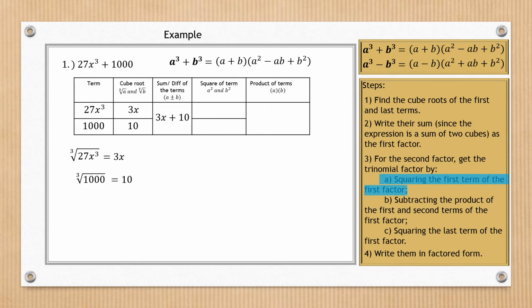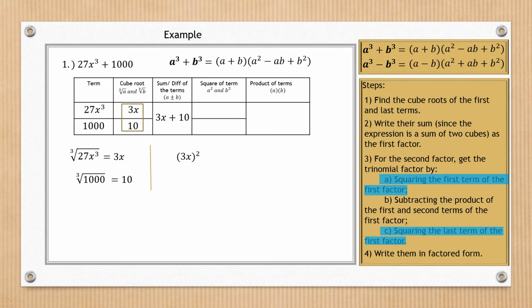So third step, class, we first identify letter A: squaring the first term of the first factor and squaring the last term of the first factor. What are they? Like this. These are our factors, 3x and 10. We will square them. From the start, I said you should remember the perfect squares.